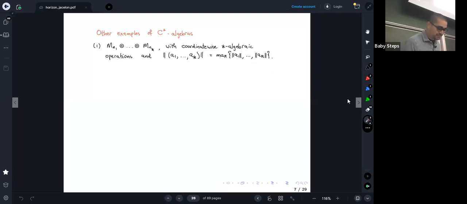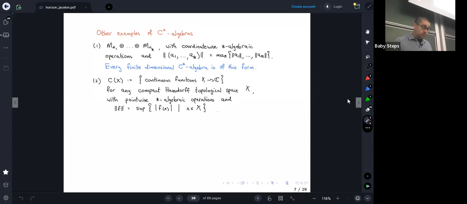All right. Okay. Anyway, so we do the point-wise algebraic operation. And the norm you take is you just take the maximum of the sister norms in each of the components. All right, this is a sister algebra. In fact, it is a finite dimensional sister algebra, meaning it's finite dimensional as a vector space. And the fact that I'm telling you is that every finite dimensional sister algebra is of this form. Finite dimensional, again, just as a vector space.